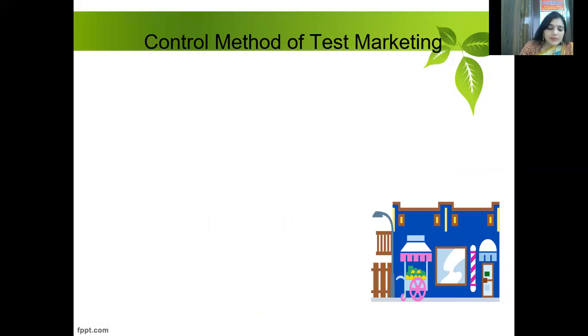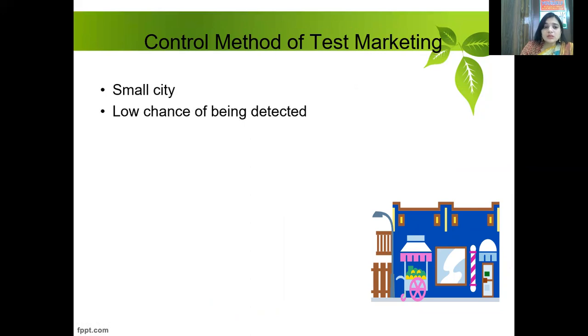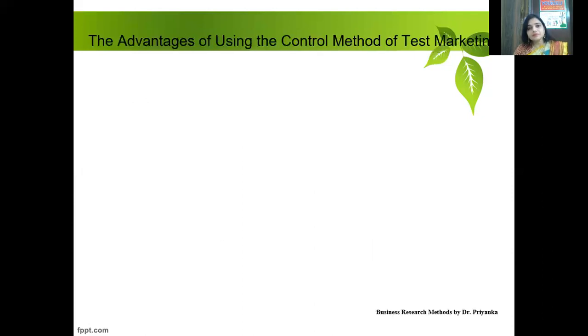Then control method of test market, you will be choosing smaller city, low chance of being detected is there, and distribution must be forced. You have to take the guarantee that you will be distributing all the products in that market as soon as it is possible, so as to get the test done and come with new ideas.